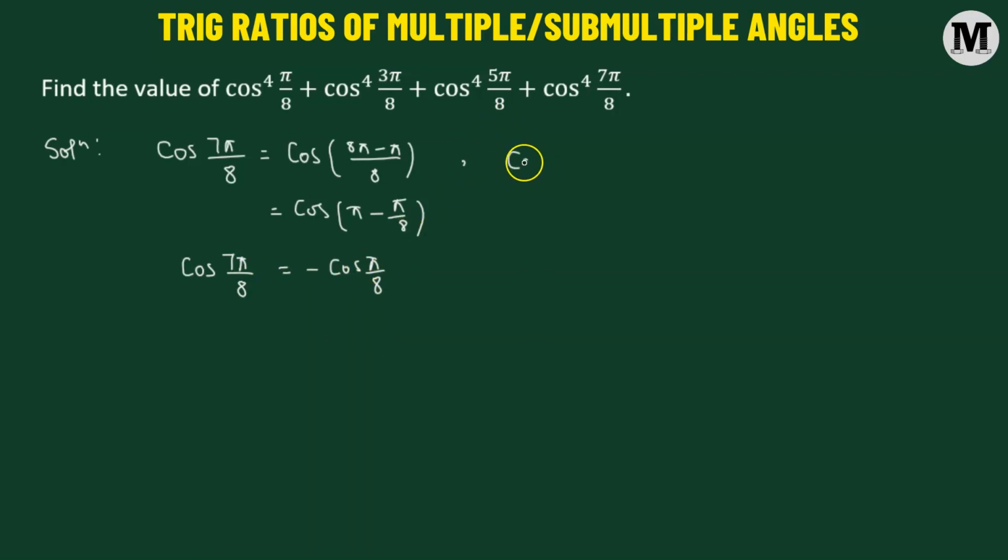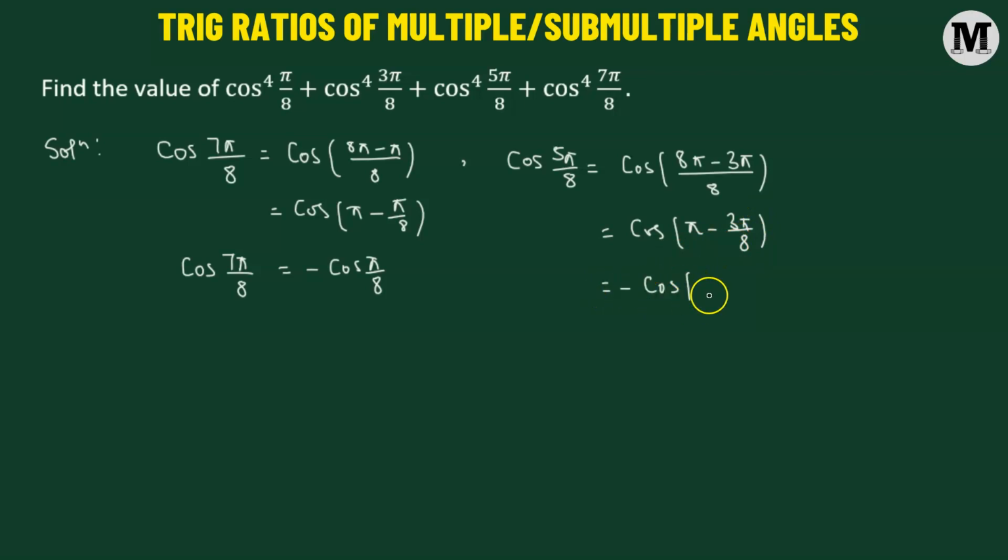Similarly, we come to the third function, which is cosine of 5 pi over 8. Now, 5 pi can be expressed as 8 pi minus 3 pi, divided by 8. So that will be equal to cosine of 8 pi over 8, so that's going to be pi minus 3 pi over 8. So cosine of pi minus 3 pi over 8 will be negative cosine of 3 pi over 8. So we can say that cosine of 5 pi over 8 is equivalent to negative cosine of 3 pi over 8.